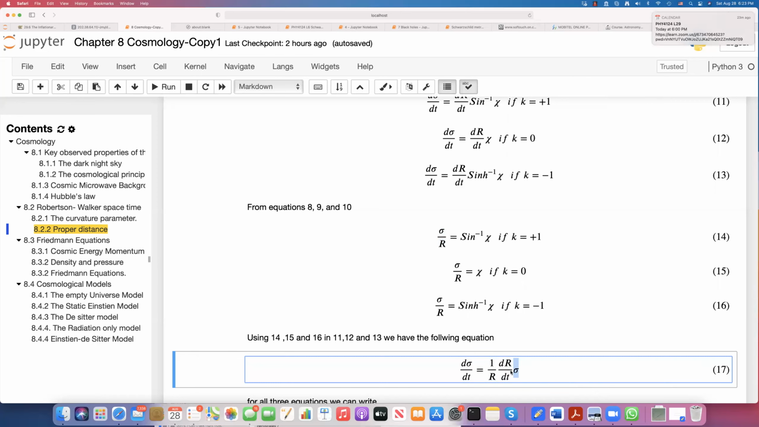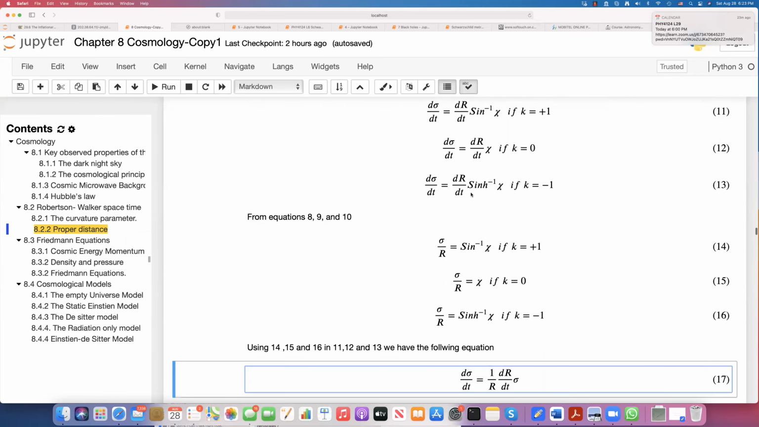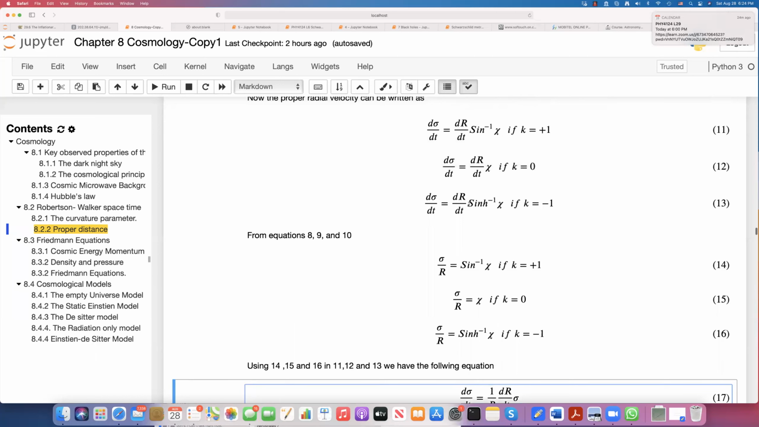dR over dt, right? Now if you look carefully, all these three equations will lead to the same expression, right? That's why I have not written three expressions here, because all three equations will give you the same expression, which is equation number 17. For example, here d sigma over dt and dR over dt, and you need to plug in the value of chi. So that is sigma over R, right?